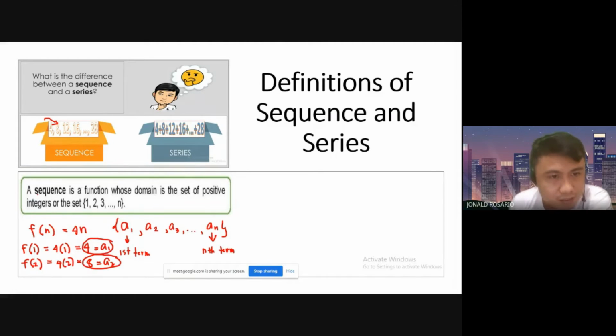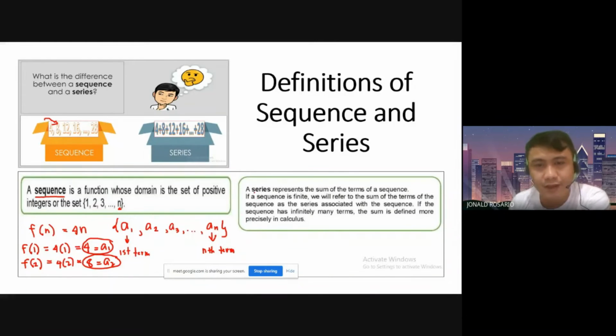So, this is our sequence. Again, a sequence is a function whose domain is the set of positive integers or the set 1, 2, 3 up to n. Actually, 1, 2, 3, and n, these are the position of our terms. Kung 3, yan yung pang third position. That's a sub 3. Kapag 10, that's our a sub 10, and so on. Okay, so we're done with sequence.